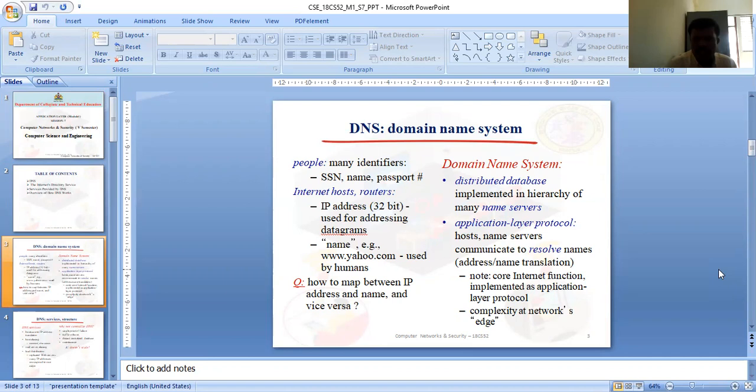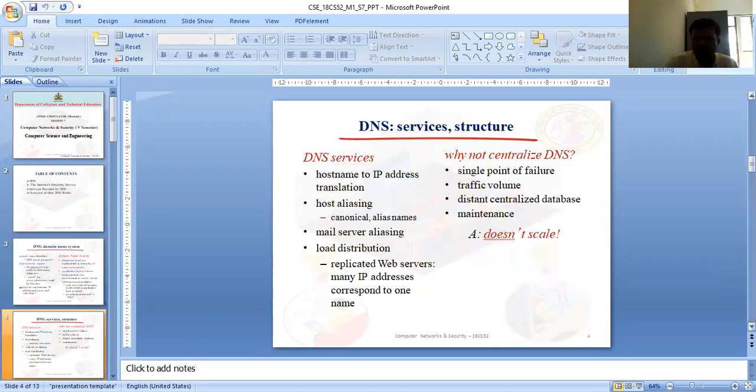So that is how domain names came into existence. It is a distributed database, implemented as a hierarchy of many name servers. This is an application layer protocol, in which hosts and name servers communicate to resolve names, that is, for address or name translation. The core internet function is implemented as an application layer protocol, which adds complexity at the network edge. They are maintaining the domain names.